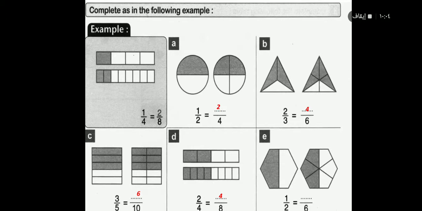Figure E. Half equals how many shaded parts? 3 over 6. Then half and 3 over 6 are equivalent fractions.